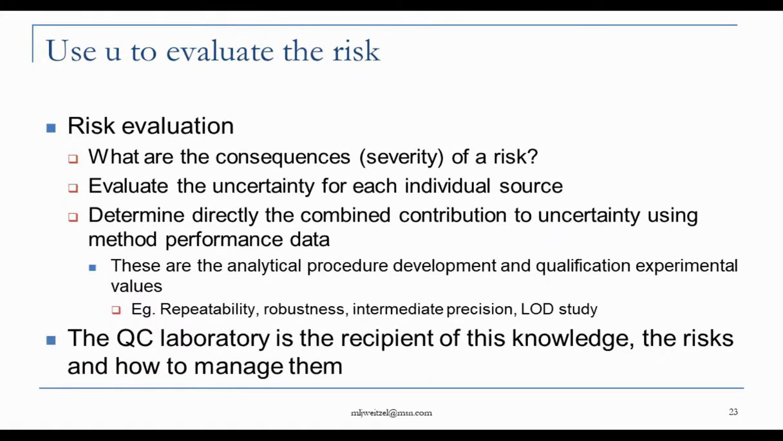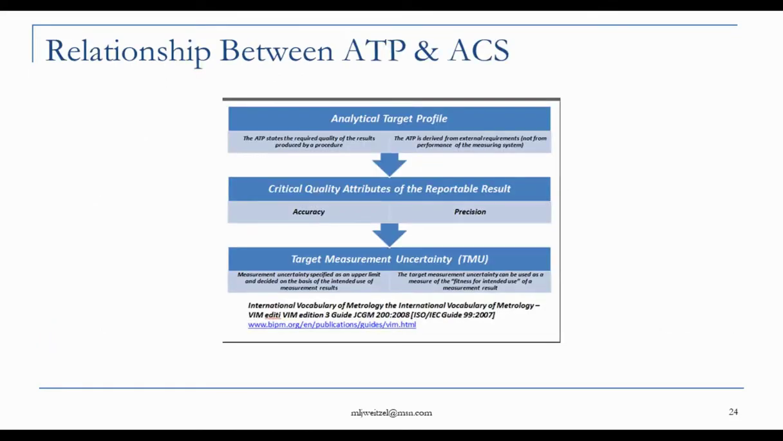So you use uncertainty to evaluate the risk. You know, what are the consequences or severity of a risk? You evaluate that. You determine it directly, the combined contribution to uncertainty using your method performance data. Now, these are the analytical procedure development and qualification experimental values from repeatability, robustness, intermediate precision, all those. That's key data that you use. And from that, stage 1, 2, the QC lab is the recipient of this knowledge and the risks and how to manage them.